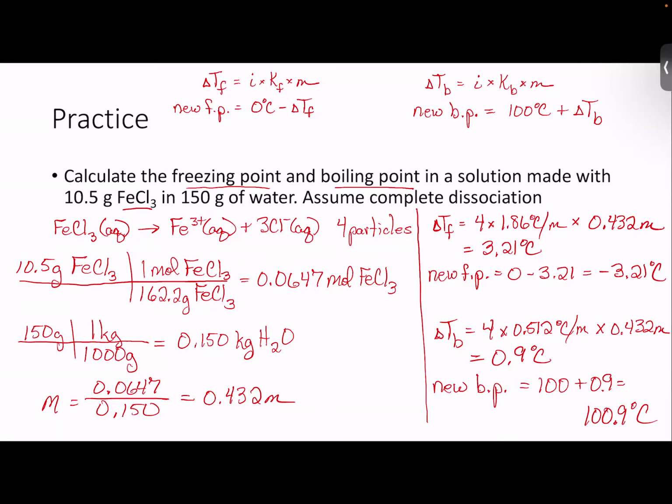As you see, other than this first piece where I figured out the number of particles and including that in the equation, everything else is exactly what we just learned.